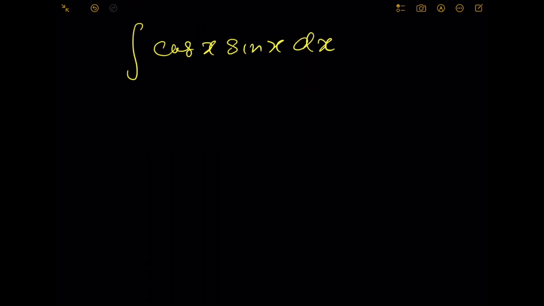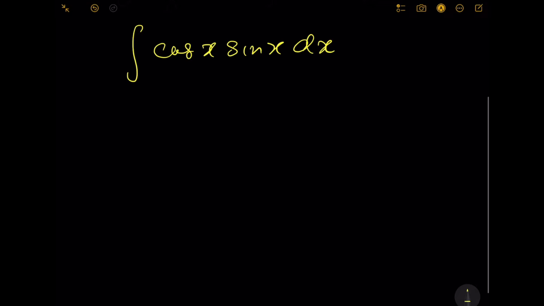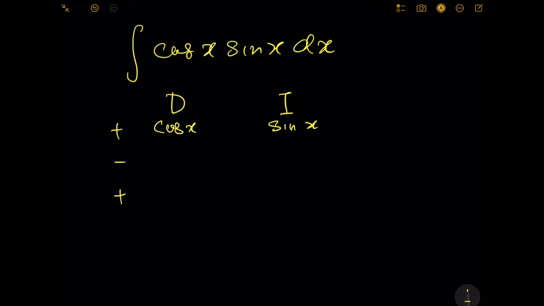Here is our example 1. As usual, we write down the D and I, and then we write down some positive and negative signs. Maybe enough, maybe not, we will see. Let's choose a cos for D or sine for D. In this case, it will not impact the answer, it will be the same. For me, here I choose cos X for D, and then sin X for I.